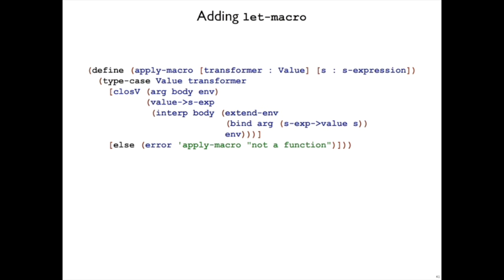Finally, the apply macro function takes a transformer, which we expect to be a closure, and an S expression to produce the expanded S expression from that transformer. So it just makes sure that the transformer is a closure. And then we want to apply the closure, that is, interp the body of the closure, using an environment that's extended where we take the S expression that we currently have, turn it into a value so that we can interp with it, bind it in the environment, call the function, and what we get back will be a value that we can turn back into a PLAI typed S expression and continue parsing from the result of apply macro.